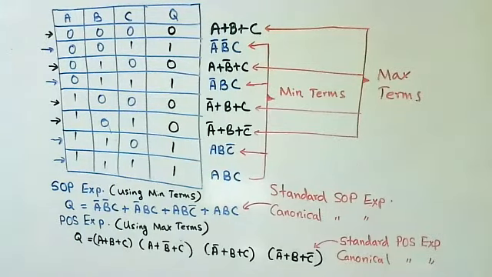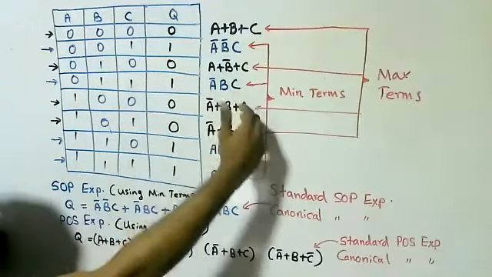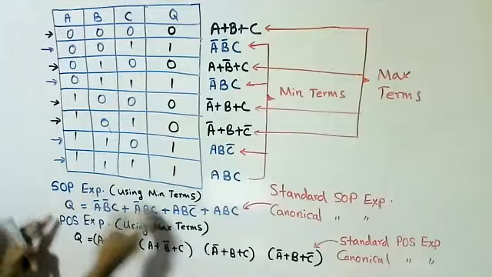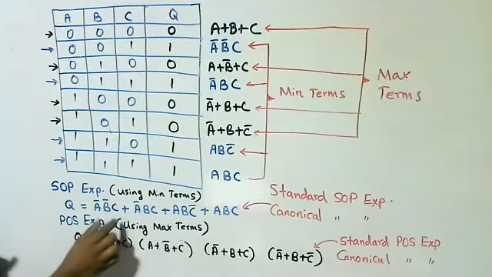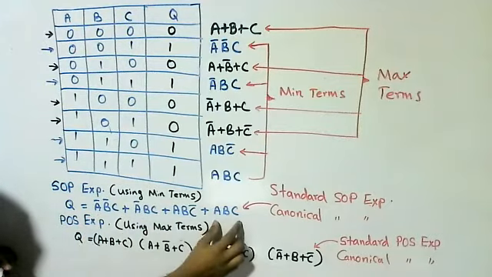Right, hope it's clear. So before going to the next part, I'll give an exercise to you. I'll give the truth table. You have to find out the min terms and max terms. Then you have to get the SOP expression and POS expression. This SOP expression is called the standard SOP expression, because in each and every min term, all the inputs are mentioned.